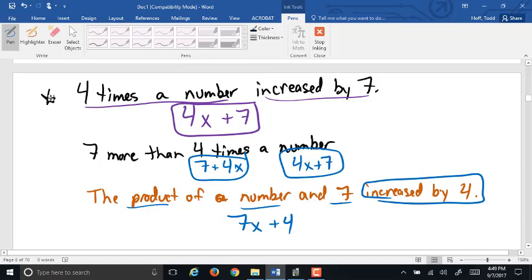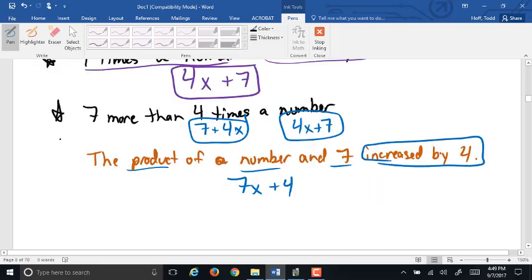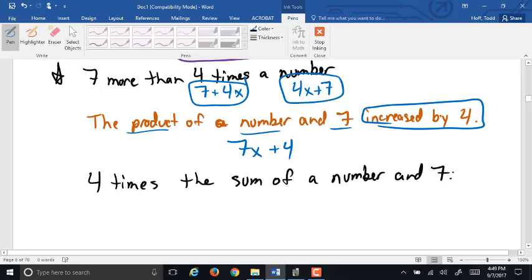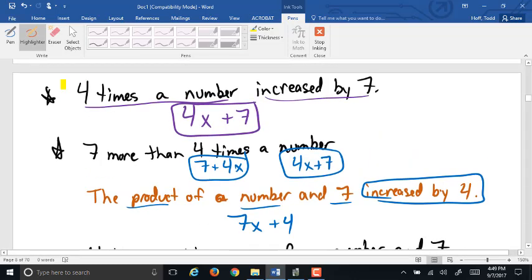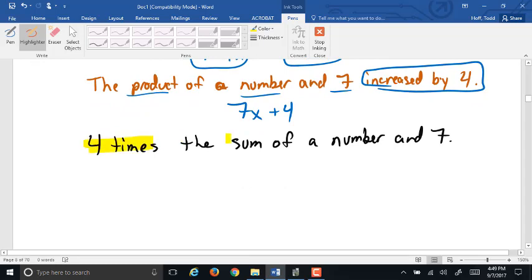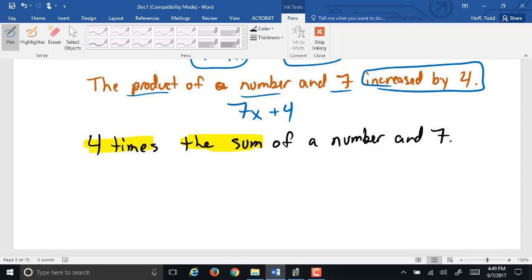This next one is a very subtle difference from these first two, but it's a very important difference. Four times the sum of a number and 7. Now up here, this was 4 times the number increased by 7. Down here, it is not 4 times the number, it's 4 times the sum. How is that going to change things?